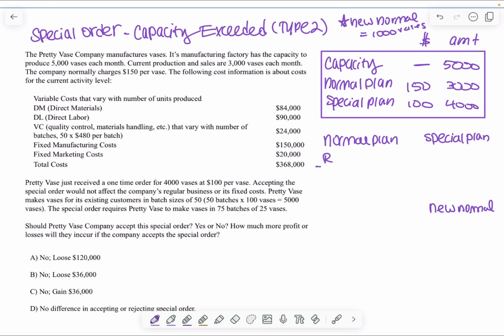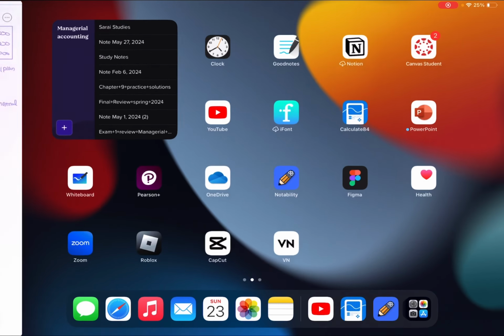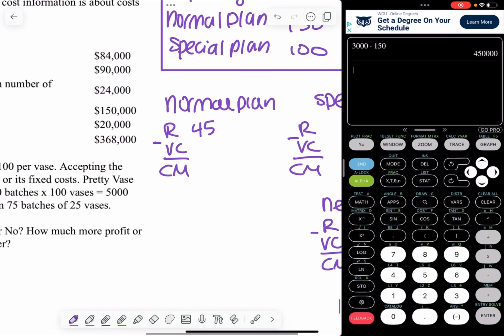So what we're looking for in each of these is really just contribution margin. But the big question in these types of problems is, are we making more or less money if we accept the special order? So to answer that question, we look at operating income. But the thing is, the only thing between operating income is fixed costs, and they're telling us that if we do accept the special order, fixed costs are not going to be affected, which is why we just stick to looking at contribution margin. What's revenue? Well, normally we sell 3,000 vases, sell them at $150 each. So 3,000 times 150, that's $450,000.